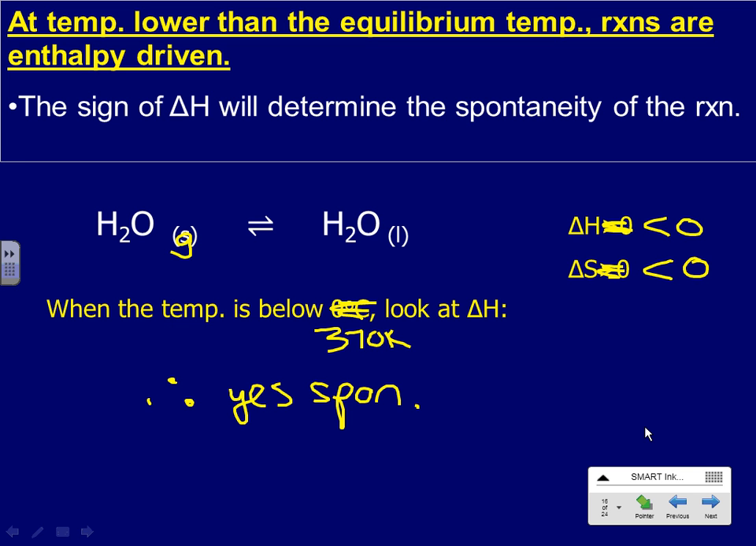I don't know what you want to write for that. You could write this whole thing if you'd like, if that's going to clarify things for you, all right? We've already got that reaction up above. We've got all the numbers right there in your question up above, so maybe you don't need to rewrite it. But at temperatures below, look at the delta H. So if the delta H is spontaneous, then that reaction is spontaneous. All right?